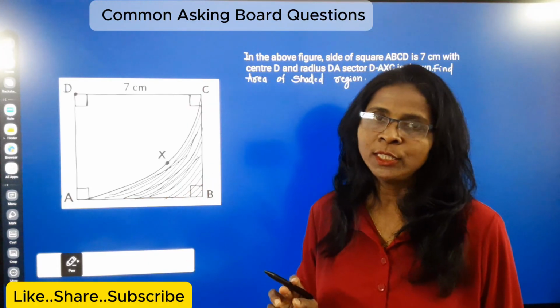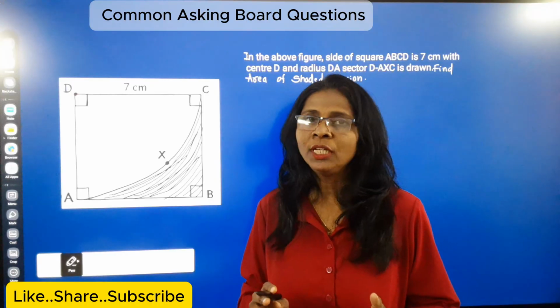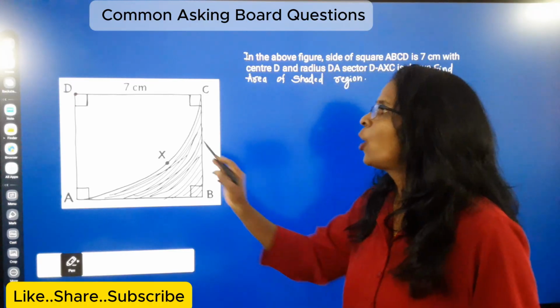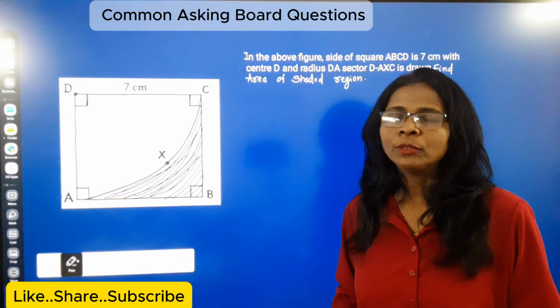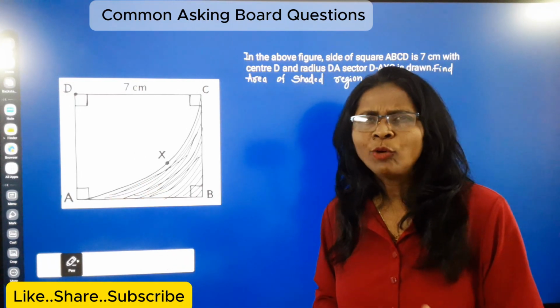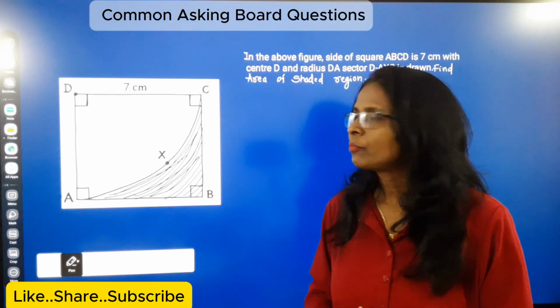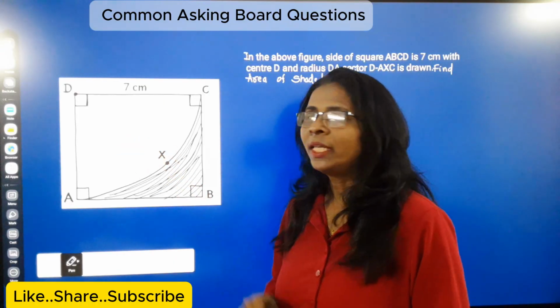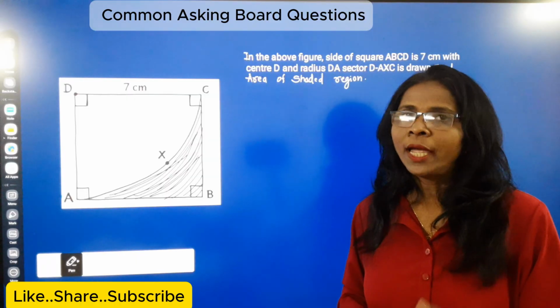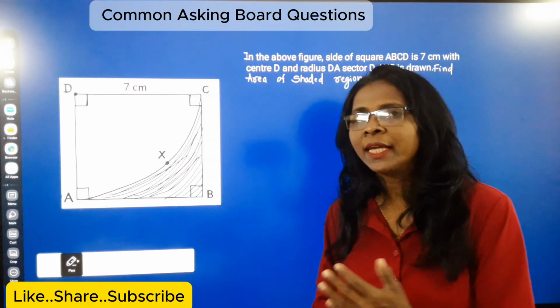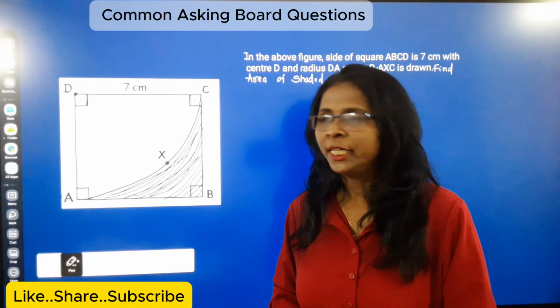So how can we find it, students? First we calculate the area of the square. Then with the help of the formula of the area of the sector, calculate the unshaded region of the sector, and then subtract it, and then we can get the area of the shaded region.